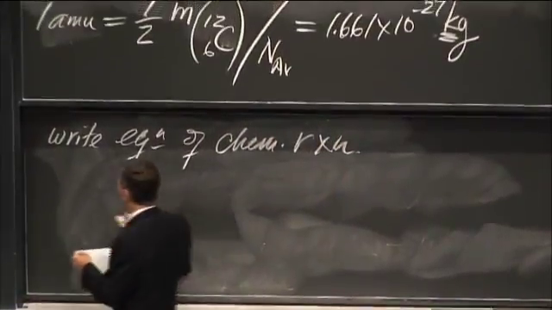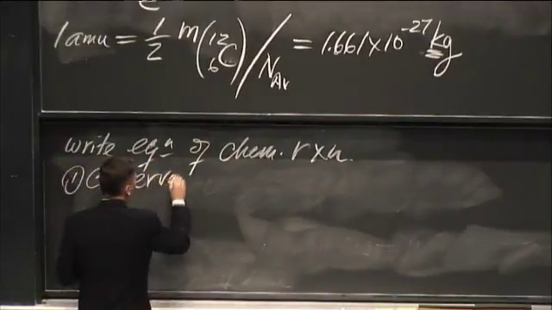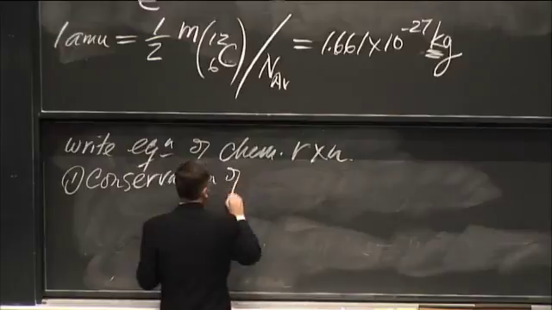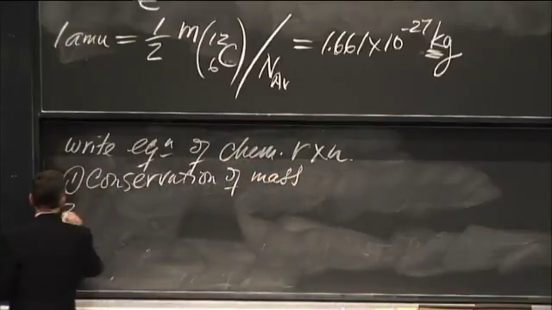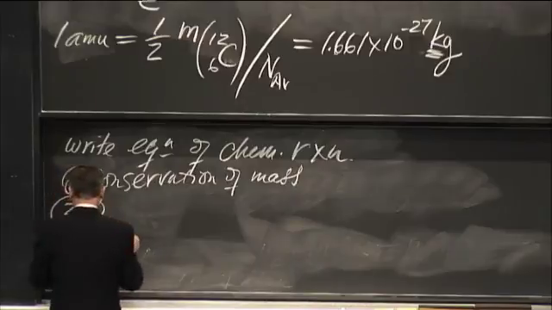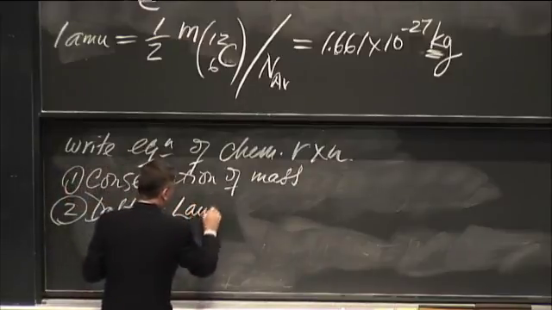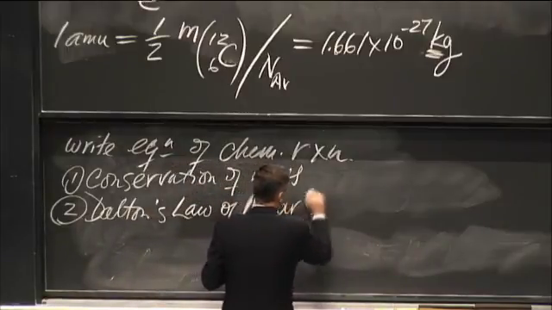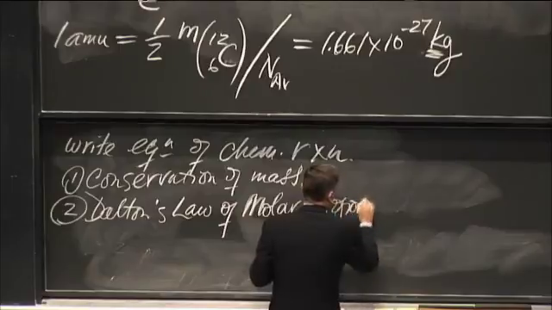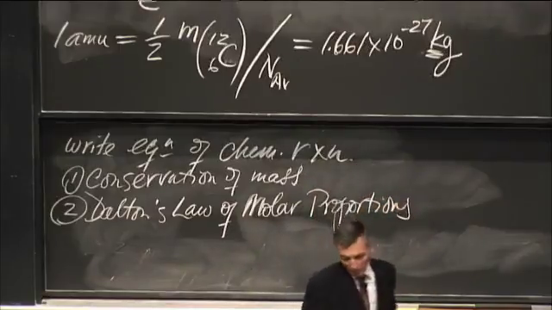There are two simple rules. One is conservation of mass. We've been told that repeatedly since Democritus. The second thing, we use Dalton's law of molar proportions. That is to say, the building blocks, right, in integer ratios. Dalton's law of molar proportions.